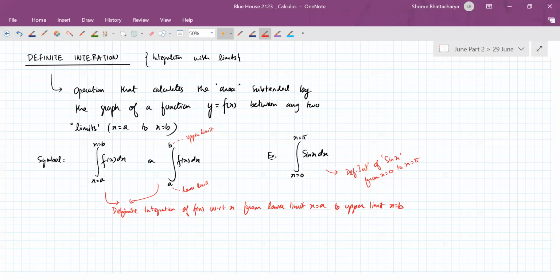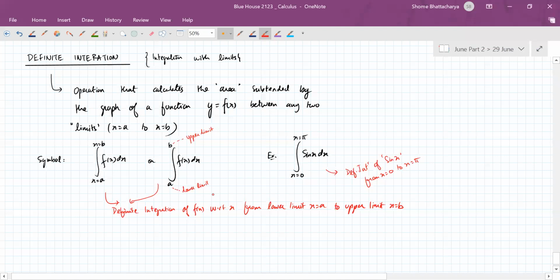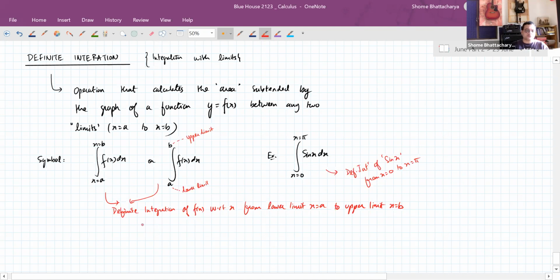So can we say that in indefinite integration, the domain was minus infinity to infinity? No, indefinite integration is a different thing. It has nothing to do with area. Indefinite integration's only purpose is to give you a function which is the anti-derivative. Whereas this one's purpose is to actually calculate the area under the curve of f(x) from the limit x equal to a to x equal to b. We'll come to the interpretation next. First, let's get comfortable with the symbol used over here.